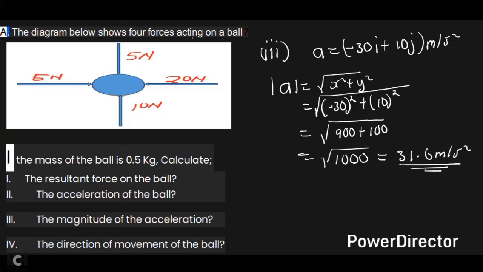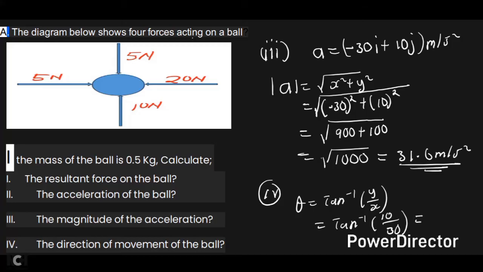Then the next question, they're asking us to calculate the what? They're saying the direction of movement of the ball. So that's where you have to say theta is equal to tan inverse of y over x, like that. So tan inverse, what's x? What's y? It's 10 over 8. Then we'll come up to have what?